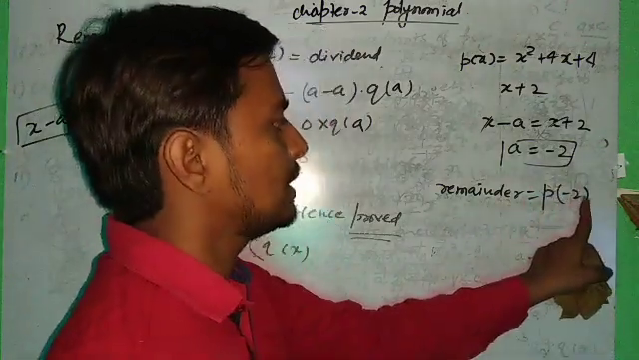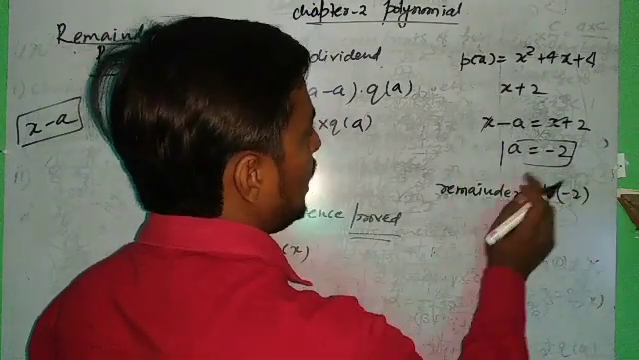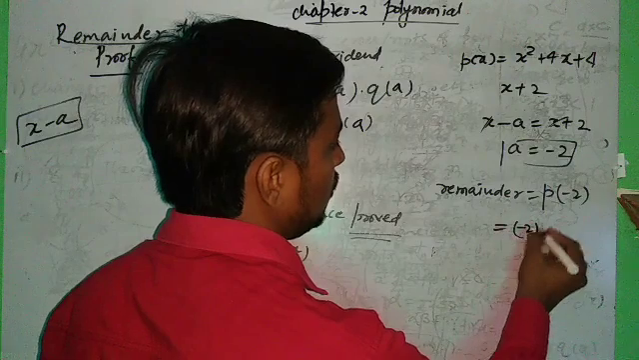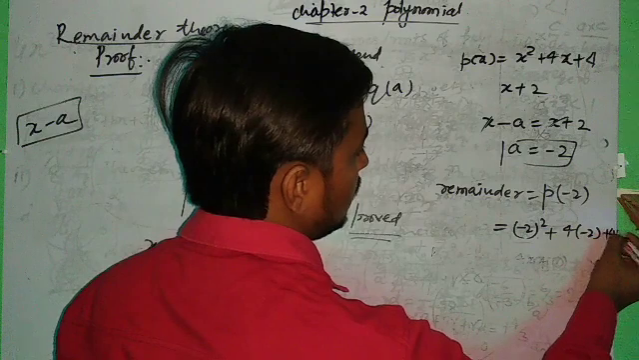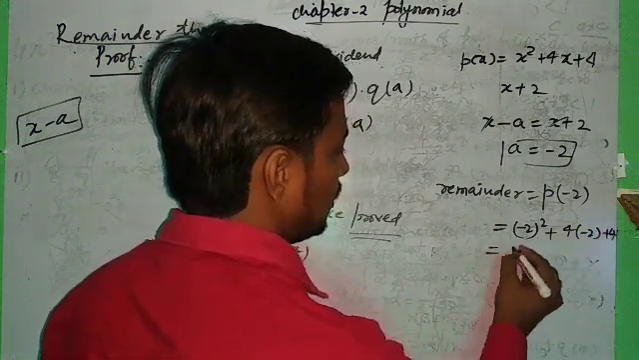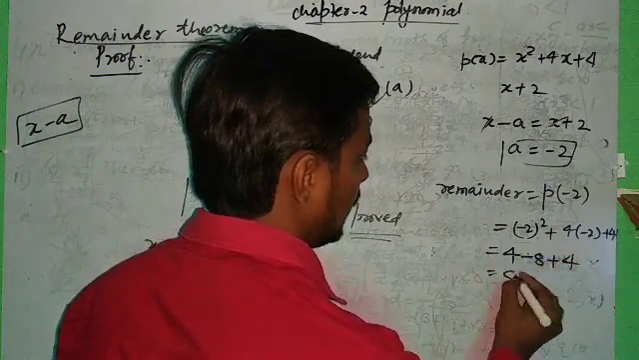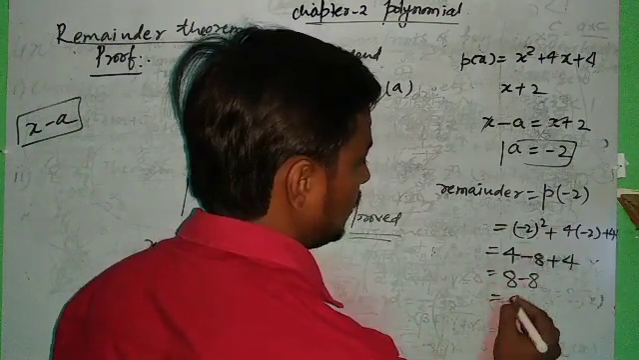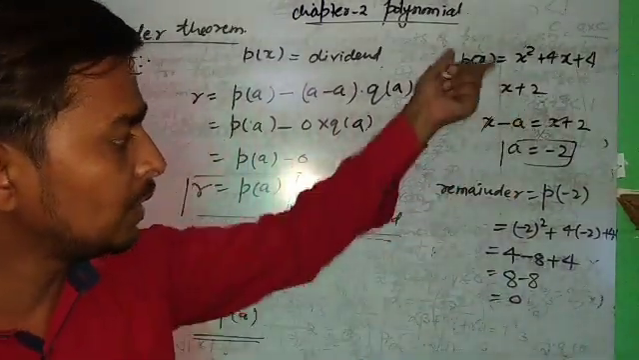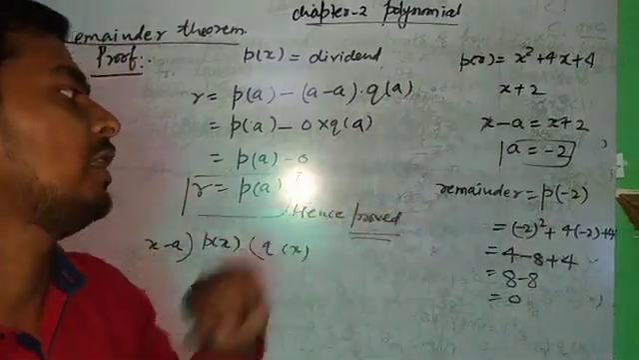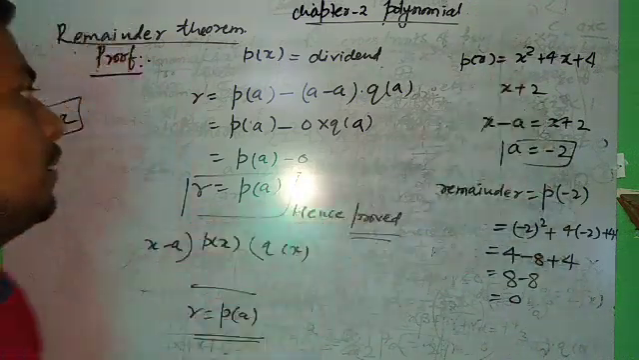P(a). P(a) means P(minus 2) is equal to, put the value of x is equal to minus 2. So (minus 2) whole square plus 4 into minus 2 plus 4. This will be plus 4 minus 8 plus 4, 8 minus 8 is equal to 0. We did division also, the remainder was 0. So here we are not dividing, we can easily find the remainder by putting x is equal to a in the given polynomial.